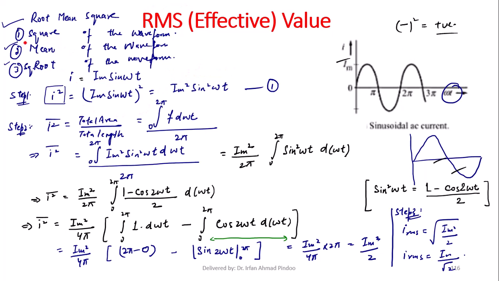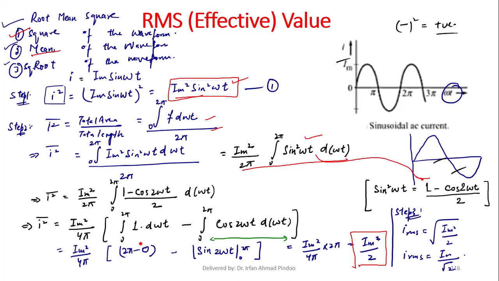Then we apply the first step, squaring on both sides. So i square becomes Im sin omega t whole square. Then we have to find the mean. Mean, I told you, is total area by total length. So we apply the formula to this particular equation. Now sin square omega t is converted as per the formula, 1 minus cos 2 omega t over 2, and then using simple integration rules, that leads us to Im square over 2. So i square is Im square by 2 after step number 2 is completed.